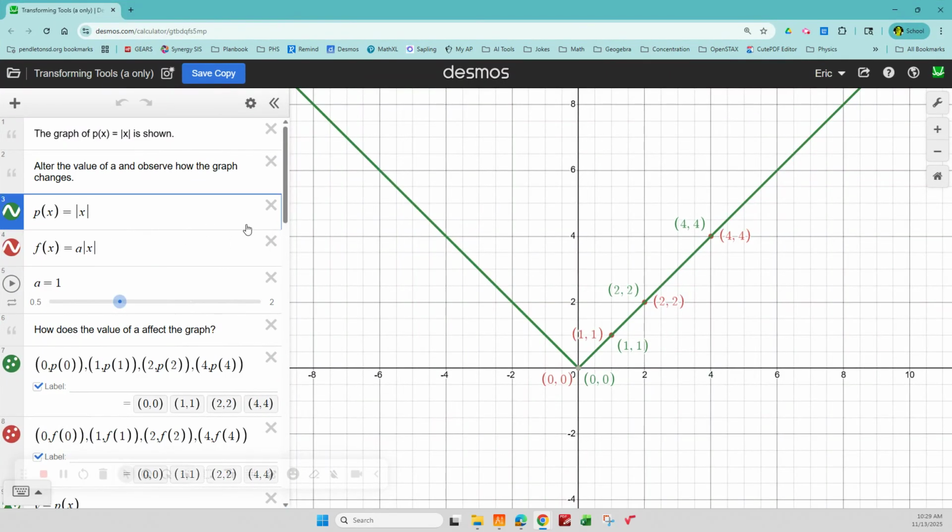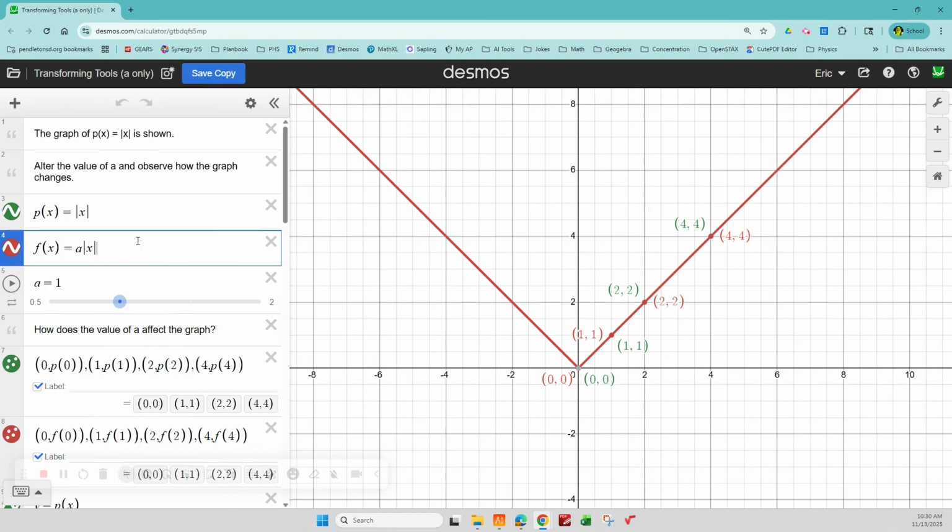So here's our parent graph, just like before, our V-shaped absolute value function. Now the red graph that we're going to create is going to be the parent function multiplied by A, but A is starting off with a value of 1. So it hasn't done anything. F of x is exactly the same as our parent function because we've only multiplied it by 1, which hasn't changed it. What if I multiply it by 2? What is that going to do?